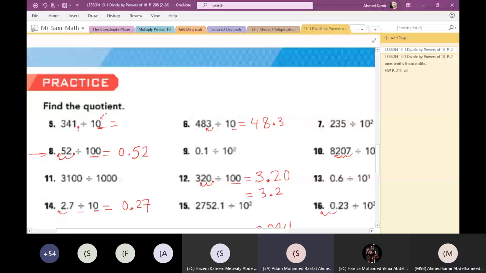What's the answer for 24? I'm sorry, you shouldn't give me the answer, please, because someone is answering already. So please don't talk. So it's 1 0. Adam, so we're moving this point one digit to the left. So what's the answer for that? Can you give me the answer?